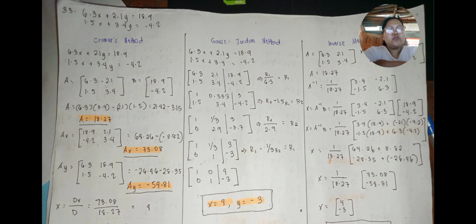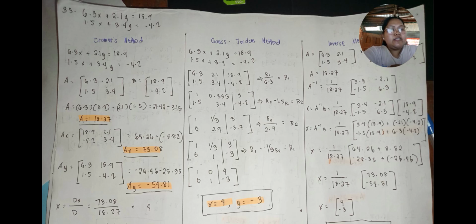So, next, we are going to get the determinant X. We have to replace the first column with the constant matrix, the B, and copy the second column from the A to the right side. So, 18.9, negative 4.2, 2.1, 3.4. Cross multiply again. It results to 64.26 minus negative 8.82. So, our determinant X is equal to 73.08.